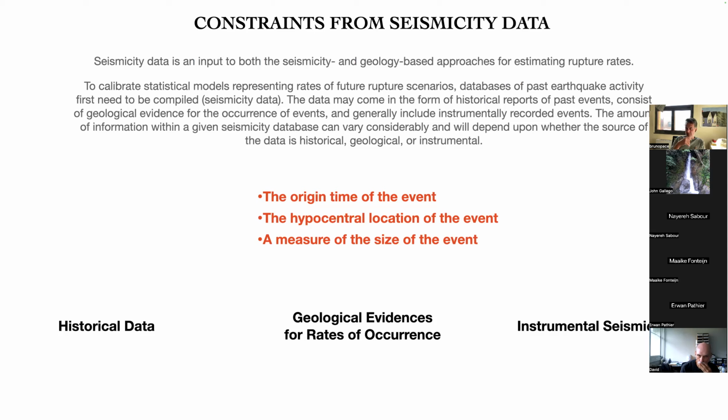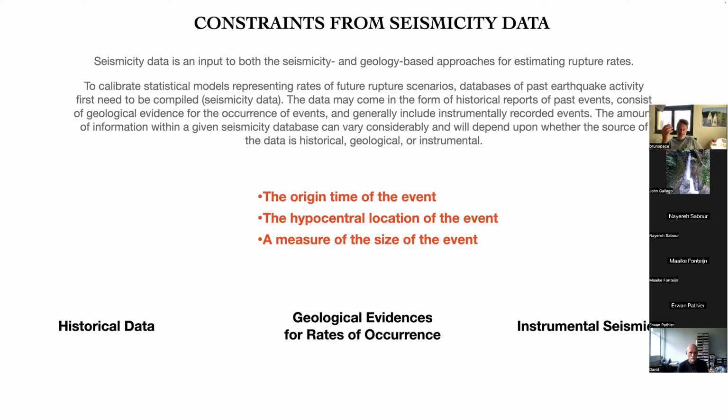The data may come in the form of historical reports of past events, so without information on instrumental data. It could also be geological evidence for the occurrence of events. Paleoseismological information is one of these kinds of data that can be used, but it can also include instrumental records of events if we have them. The amount of information within a given seismicity database can vary a lot and will depend on the source of the data: historical, geological, or instrumental.